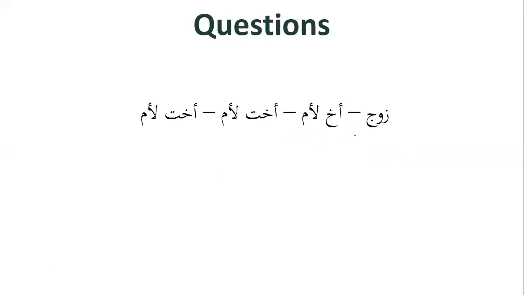In this question, we can see that there is no Ibn, there is no Bint, and hence the Zawj will receive half of the inheritance. The Akh li Ummin, Ukht li Ummin, Ukht li Ummin, all of these three over here together will receive 1/3 of the inheritance.